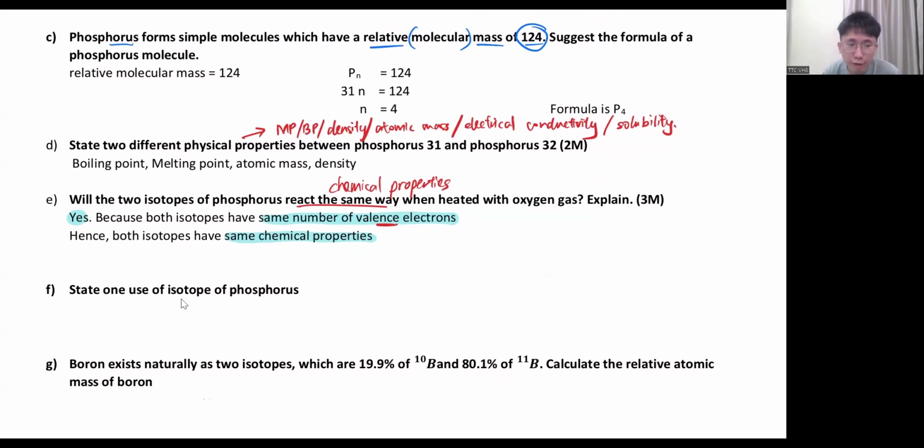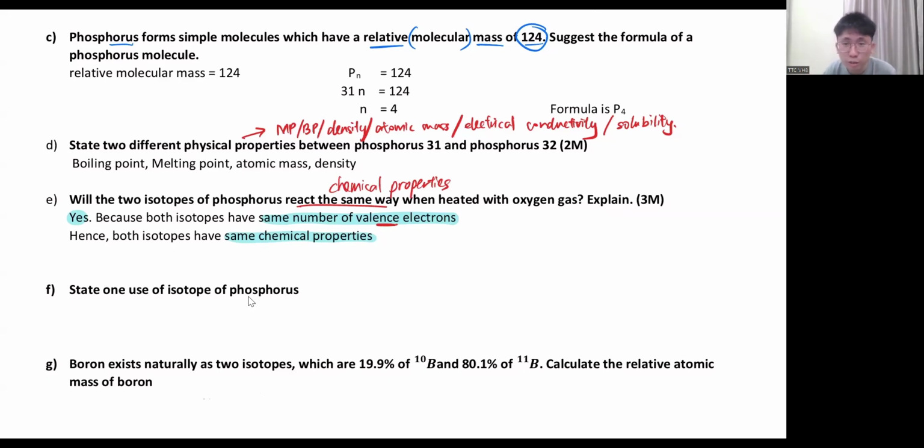Okay, instead, one use of isotope of phosphorus, guys. This one is testing on the memorization. Have you memorized your isotope function? We got uranium 234, 235, and then we got carbon 14, and then we got sodium 24, cobalt 60. All these guys must memorize. Okay, so one of it is phosphorus 32.